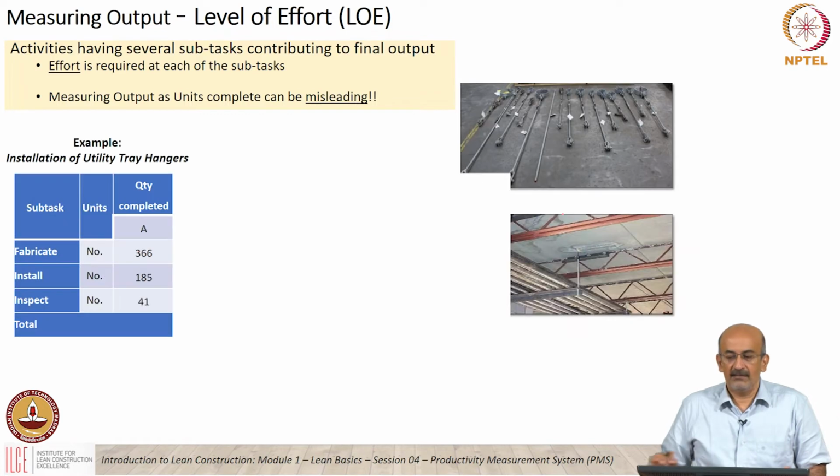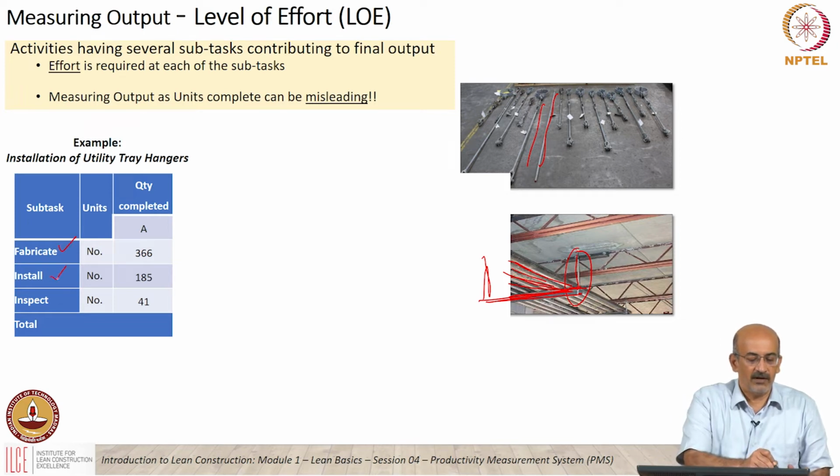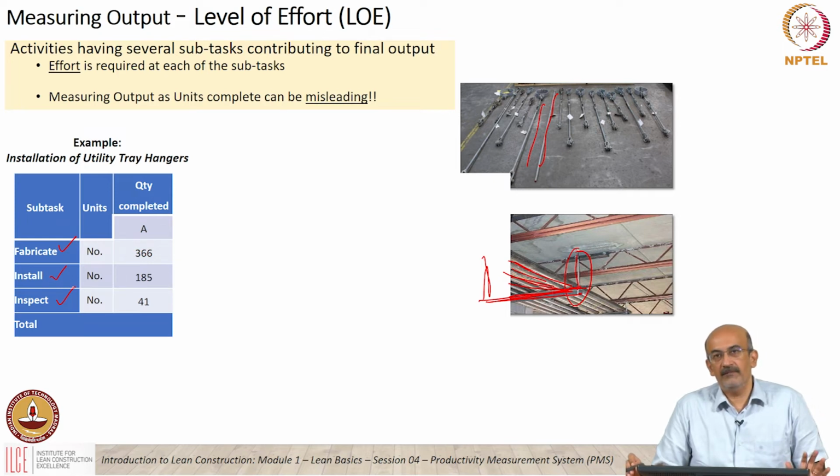If you take this illustration, we have a utility tray hanger. Okay, so these are the tray hangers here, and these go onto the ceiling, as you can see here, and using the support here, the utility pipes run on it. As you can imagine, there will be one hanger here, another hanger here, and you will have the support here with pipes running. So installing utility hangers is definitely a requirement before the utility pipes can be run. And here that activity has 3 subtasks: fabricate, install, inspect. Okay, very simple, 3 subtasks.